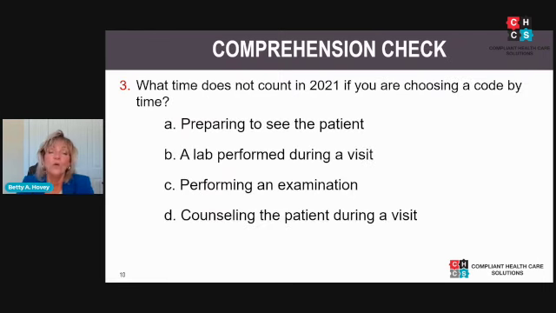All right. So what time does not count in 2021 if you're choosing a code by time? So this is another of what you're not going to do. If you look at these, it may be more than one. So A, preparing to see the patient, does that count? B, a lab performed during the visit, would that count? C, performing an exam, and D, counseling the patient during a visit. So what time doesn't count out of that?